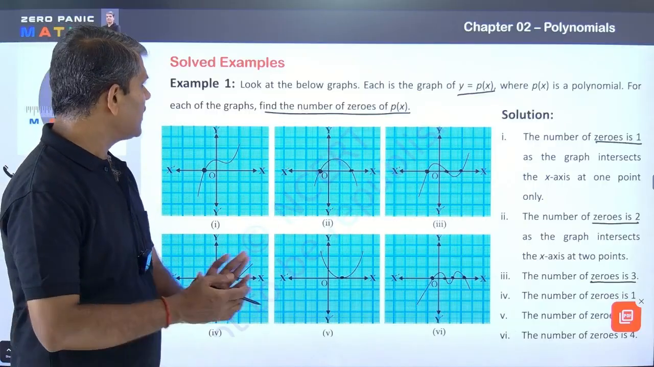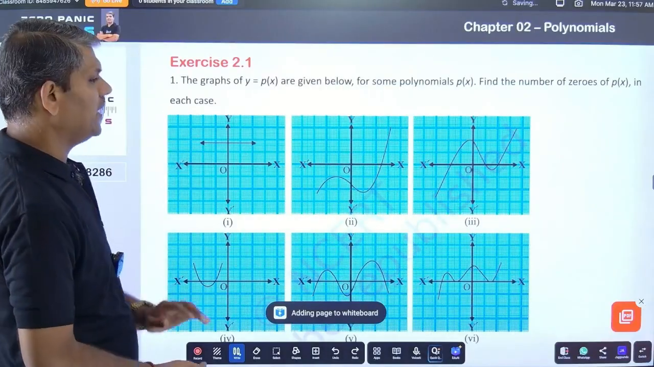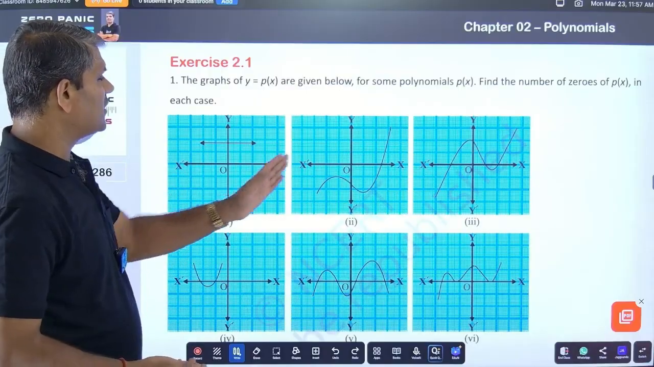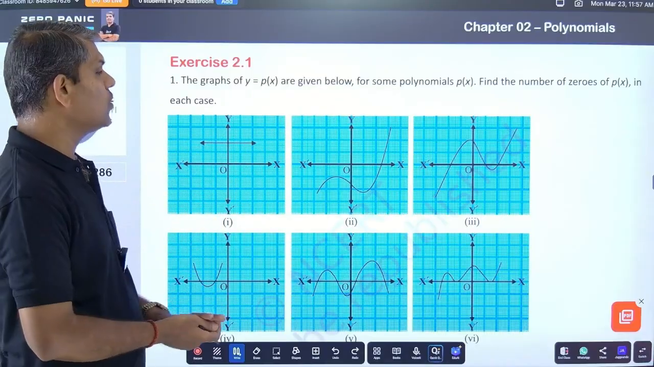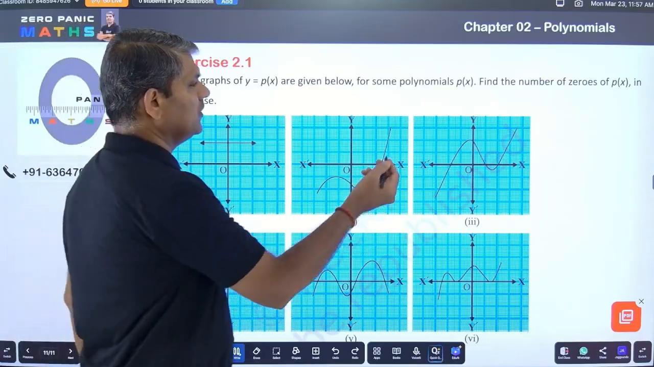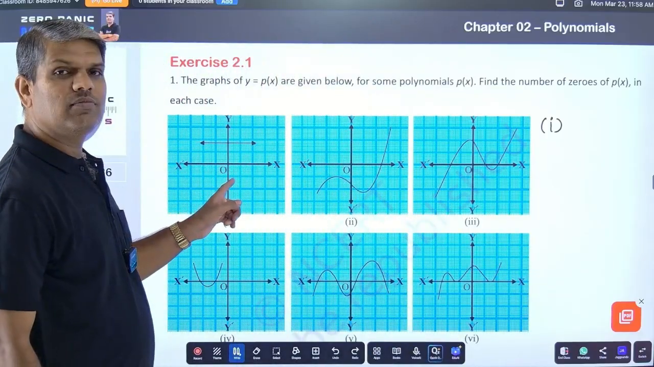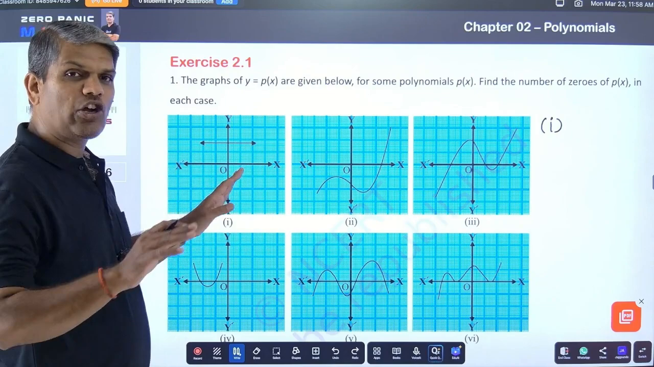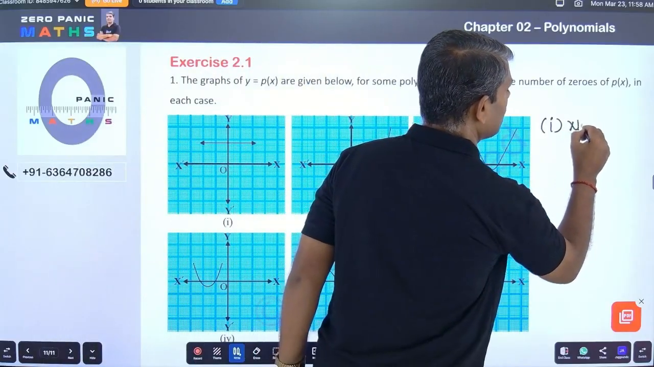Now let us have some examples. That was a solved example. We will have some exercise examples also, which are just similar to the solved example. By looking at the given graphs, we need to find out the number of zeros for each graph. Let us write it here. For case 1, how many zeros? No zeros, because the given straight line is not touching the x-axis nor intersecting the x-axis. For case 1, no zeros.